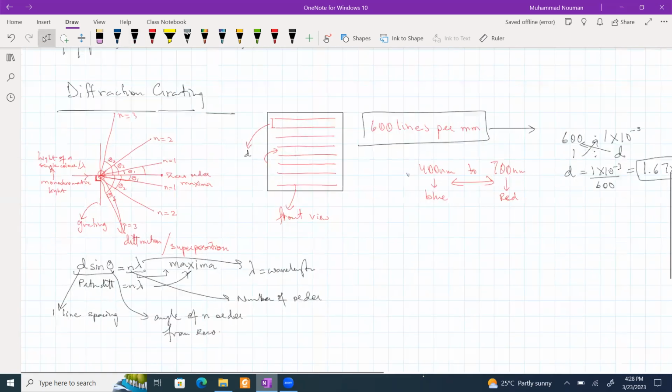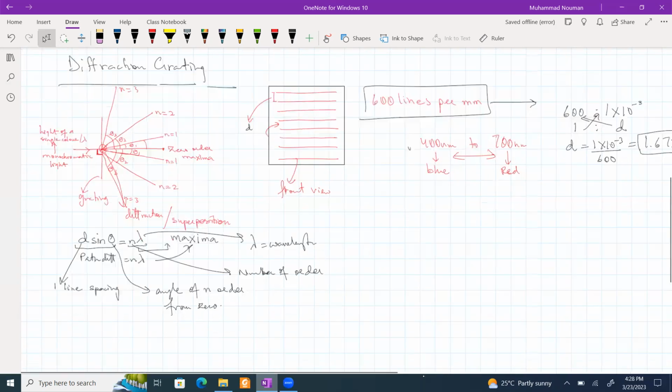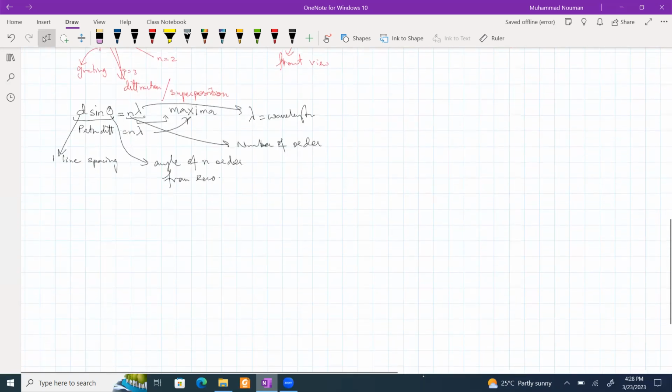Most of the time in the question, they do not give you the value of D directly. Theta is very easy to understand. It is the angle from zero order to the respective order, and n is the number of order, like 1, 2, 3, 4, 5, 6, and so on. And lambda is the wavelength. Understand? Number of orders will be given sometimes; the other times they ask you about it. One unknown and the rest known. Let me tell you one more thing.